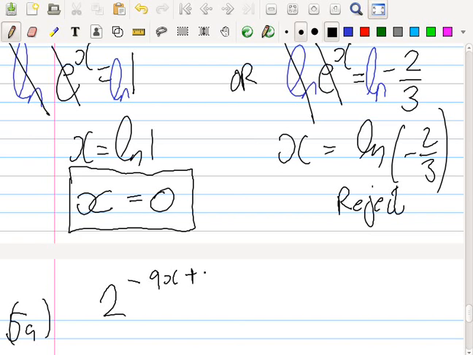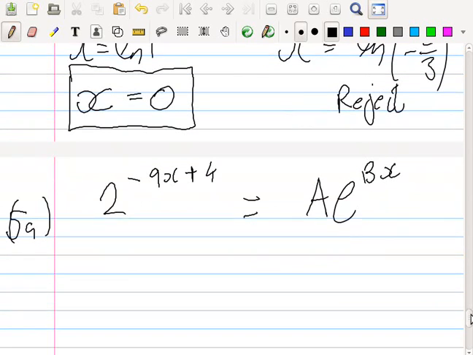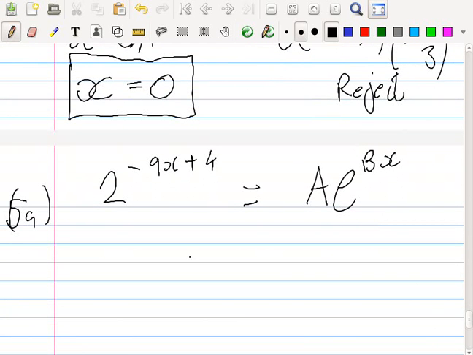In this question, I want you to rewrite all of these expressions in this form. So I want you to rewrite this as an a e power bx. So we'll have a look at doing that now.